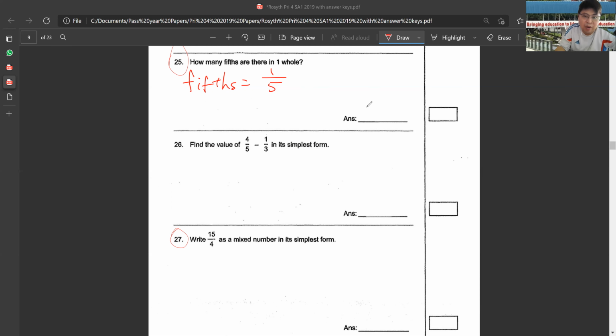5. Because 5/5 is one whole. So 5 fifths is equal to one whole. So it's 5. Okay, got it? Okay.